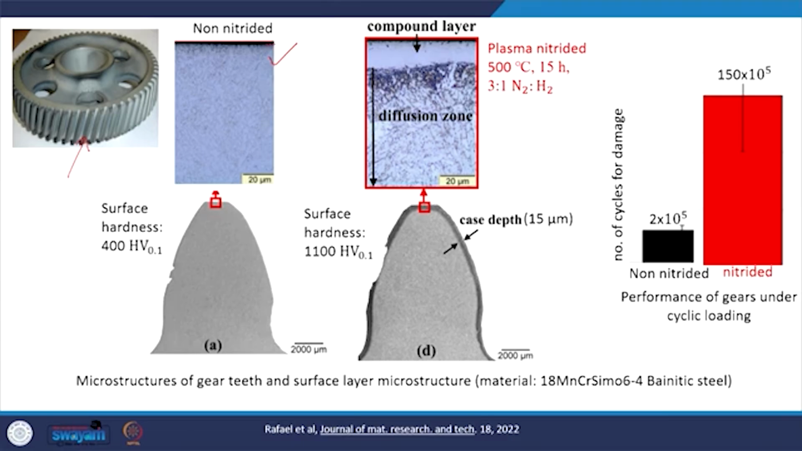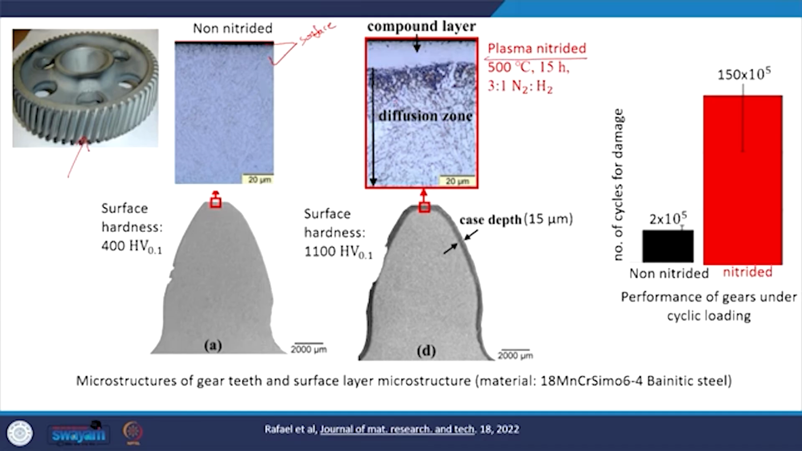That means this is the surface. And this is no nitriding, that means it is not treated for the nitriding process, and you see that it is more or less the same structure here. Now you come here to this micrograph, where this is plasma nitrided.